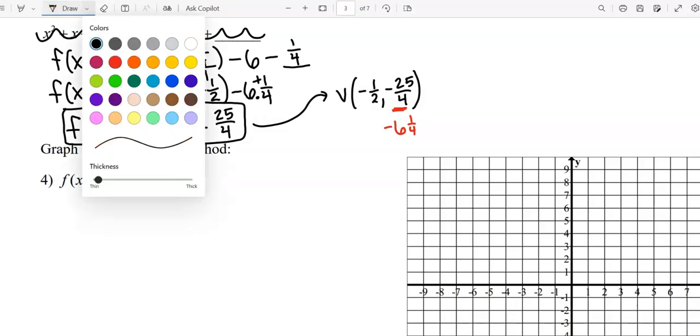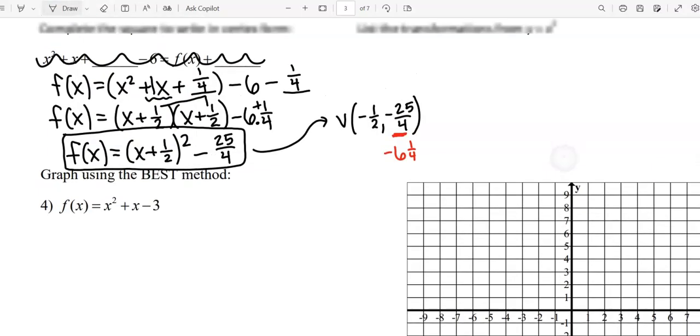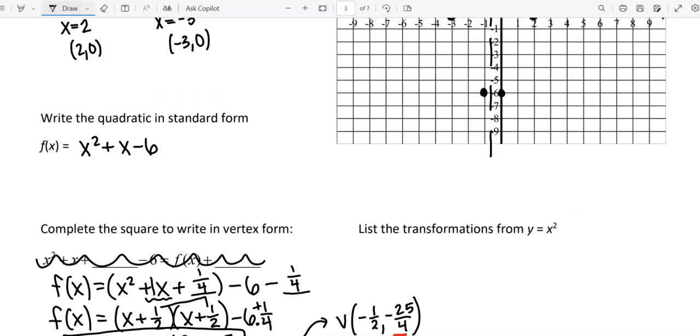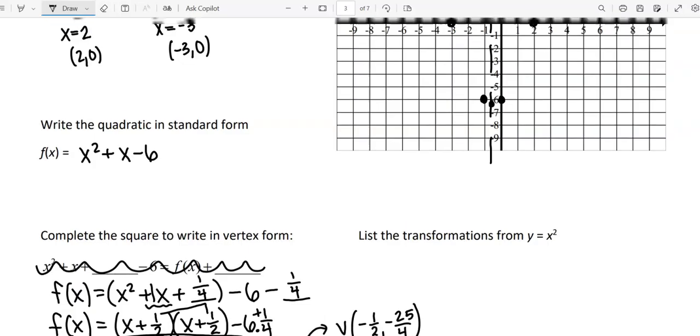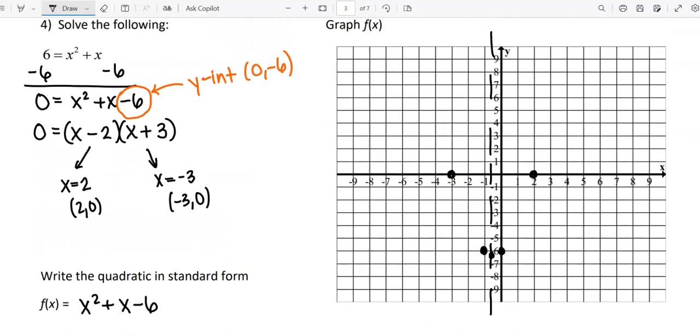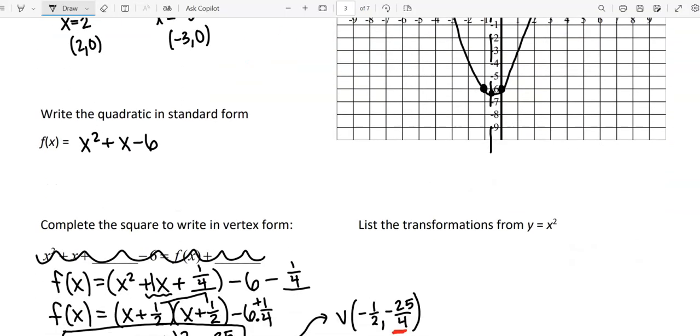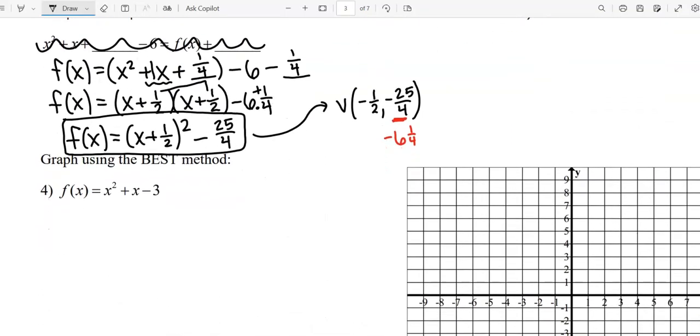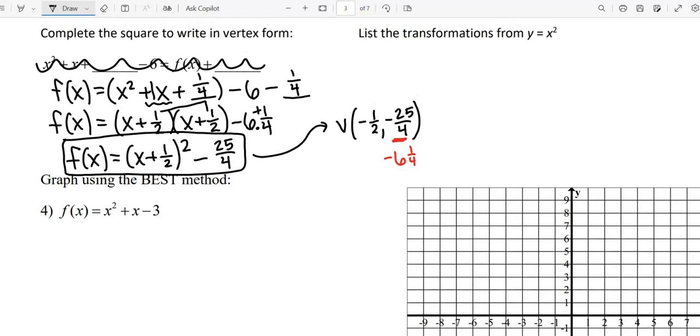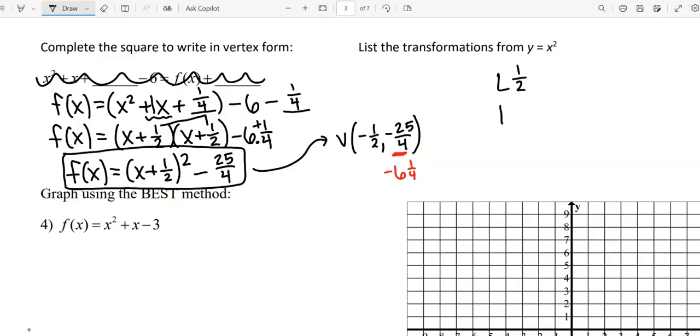What questions do we have? When you're ready, you can graph that. It's going to be on your axis of symmetry, down -6 and 1/4 of a square. And then that gives you 5 points, and you can finish your parabola. I'm going to scroll down so that you can see the completing the square if you missed it. And when you're ready, tell me the transformations. Come from vertex form, left 1/2, down 25 over 4.